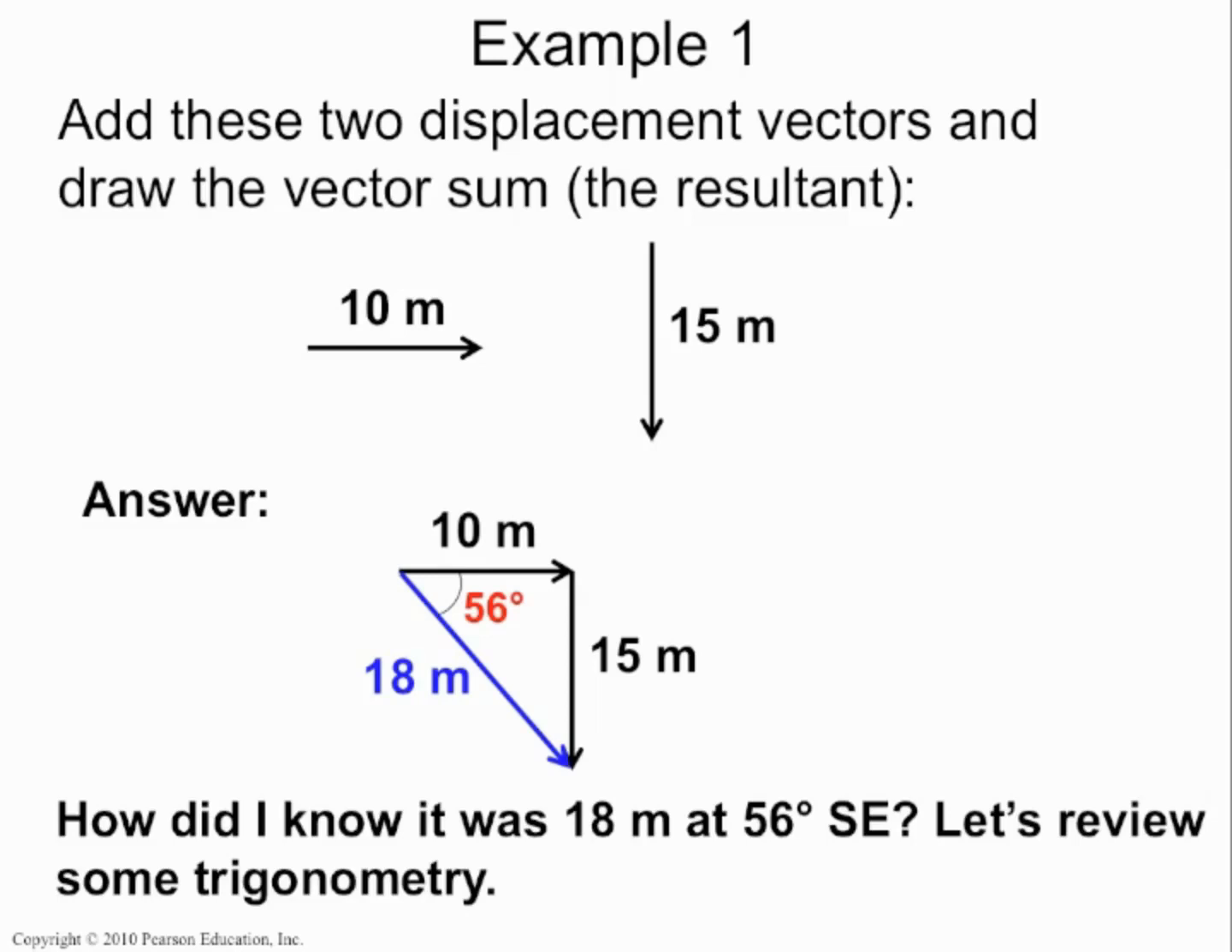Now, how did I know it was 18 meters at 56 degrees southeast? I didn't ask you to find the magnitude of the resultant vector, and I also didn't ask you to find the direction. My question to you is, how did I know that the magnitude of that resultant is 18 meters? And how did I know the direction of the resultant was 56 degrees southeast? Okay, so if you didn't figure that out already, then we have to review some trigonometry, and that's what we're going to do next.